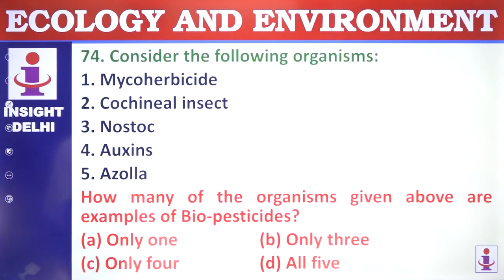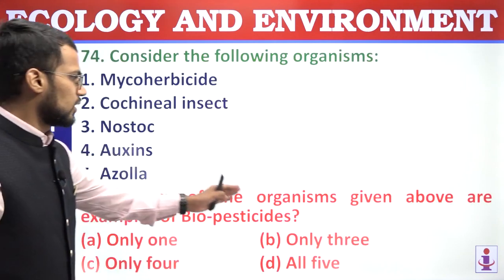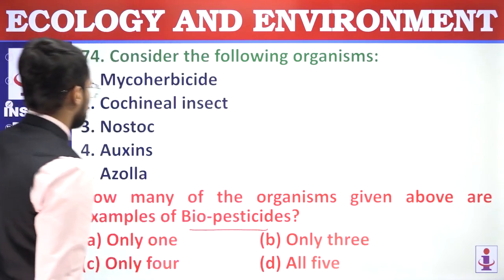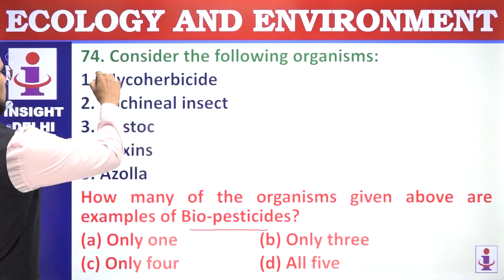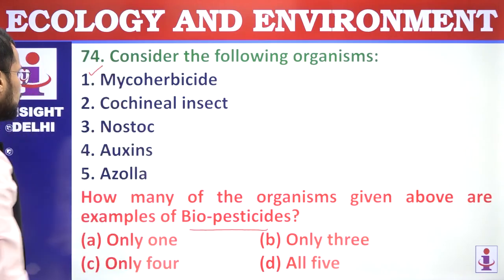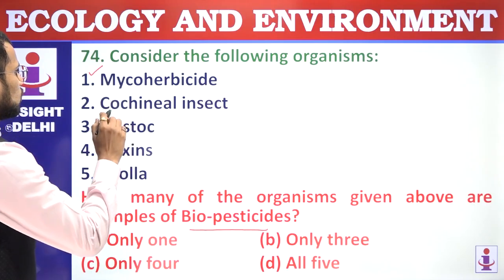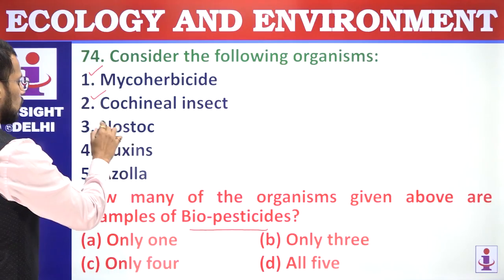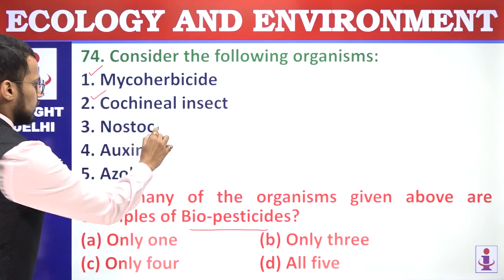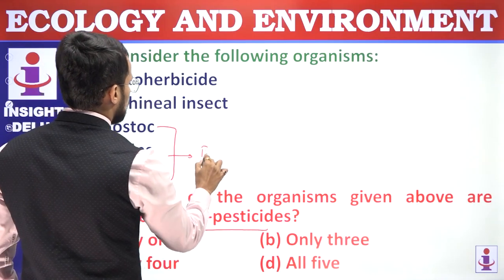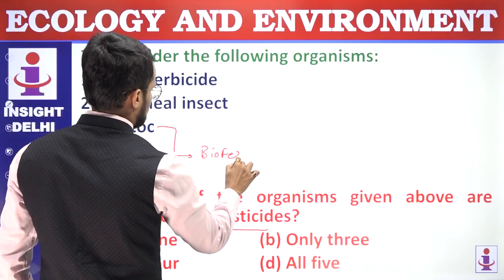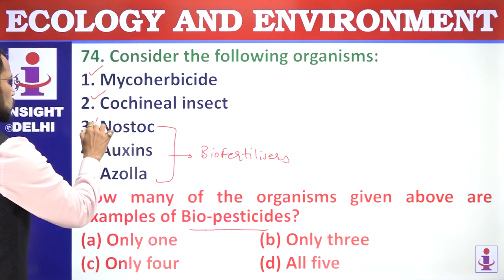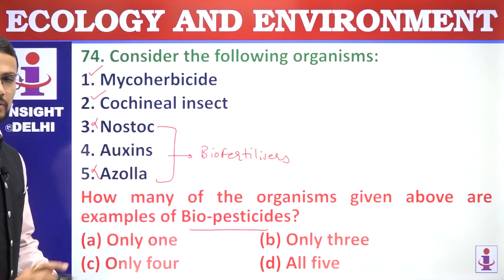74. Consider the following organisms. How many of the organisms given above are examples of biopesticides? So mycoherbicide can be used as a biopesticide. Then coccineal insect can also be used. Nostoc and azolla, on the other hand, are biofertilizers, not pesticides. So Nostoc and azolla we will be able to remove.